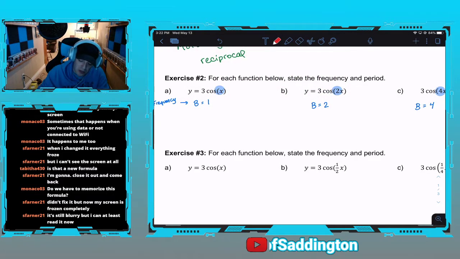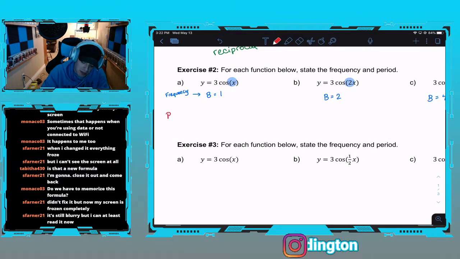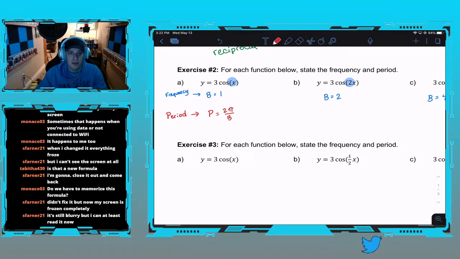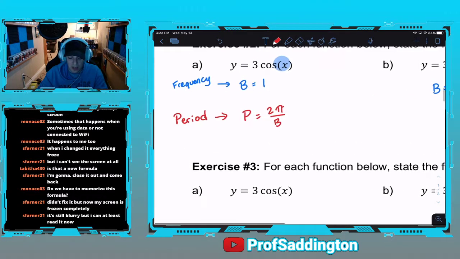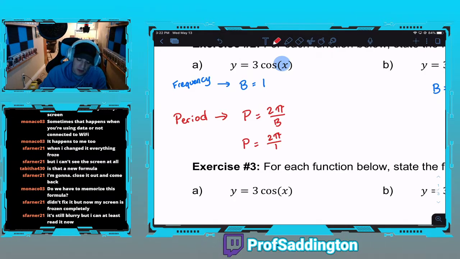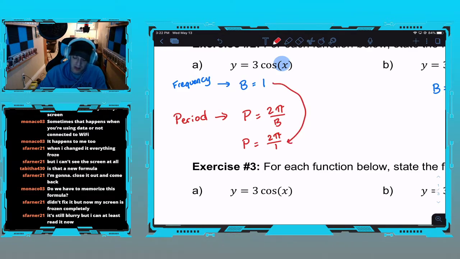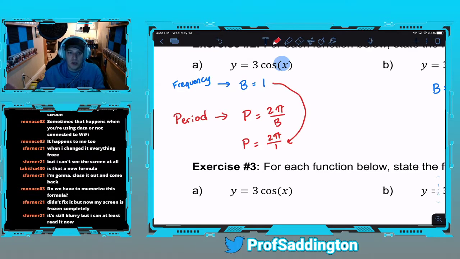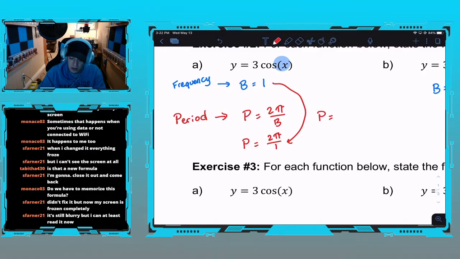Now, when we go to do the period, that's where this formula comes into play. The period represents the formula P equals 2 pi over B. So if you guys look at this first equation, we already know what the B value is, so I'm just going to plug it in. I'm going to have P is equal to 2 pi over 1. Because all I did was take that 1 and substitute it in. And 2 pi divided by 1 is just 2 pi.